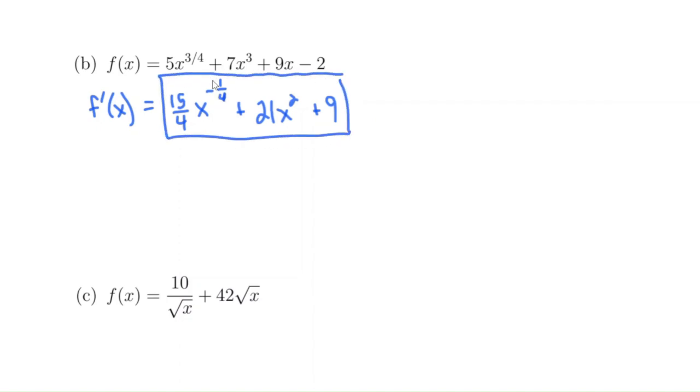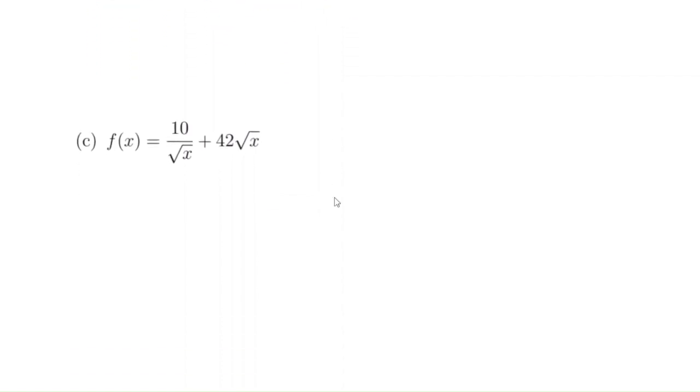Now, again, you could rewrite x to the negative 1/4 as really 1 over x to the positive 1/4, which is really 1 over the 4th root of x. Okay, but let's continue on. How would we do something like this? Well, again, we're going to need to rewrite this. This is like 10 over x to the 1/2 power plus 42 times x to the 1/2 power.